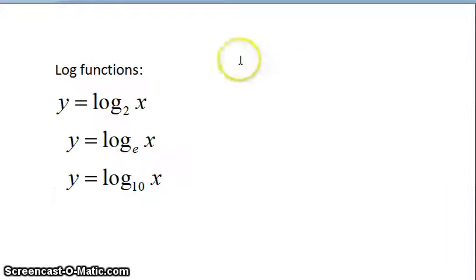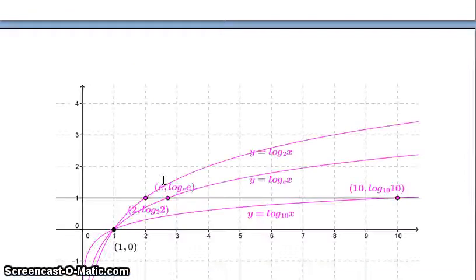Now let's consider the log functions log x to the base 2, log x to the base e, and log x to the base 10. There are 3 log curves drawn here. As you can see, they go through the specified points and they all go through the point 1, 0.